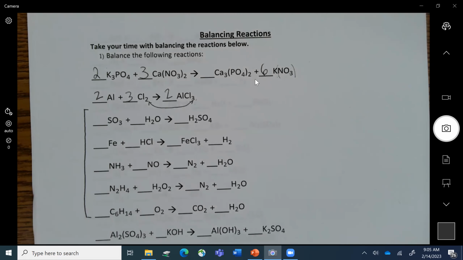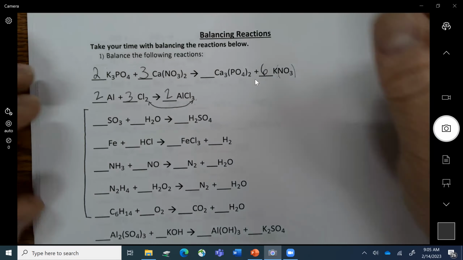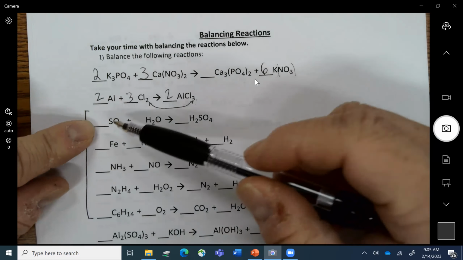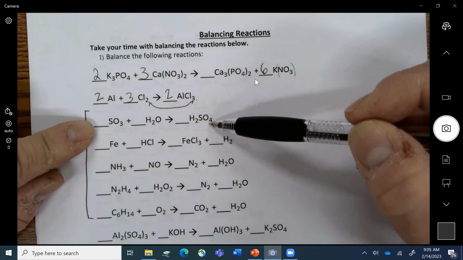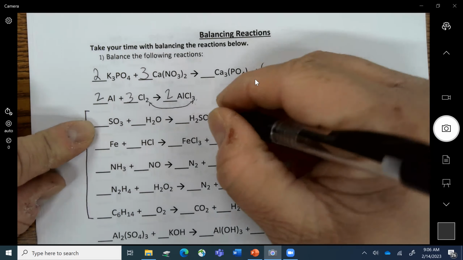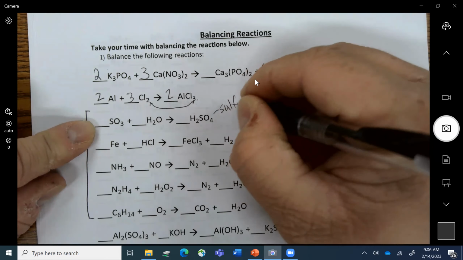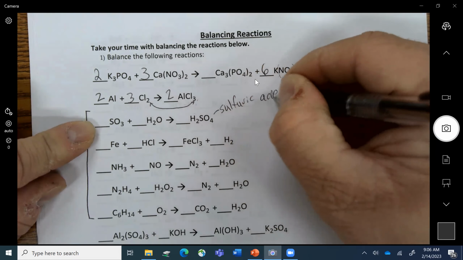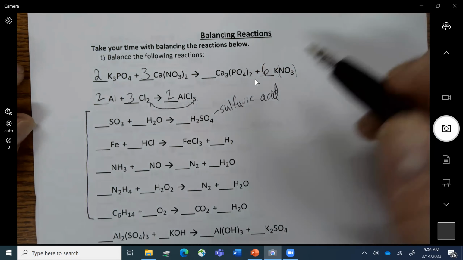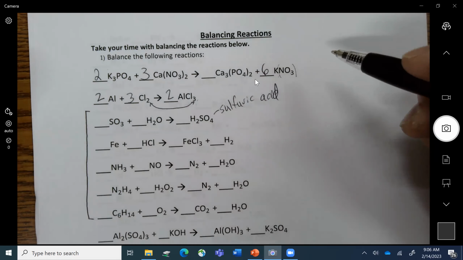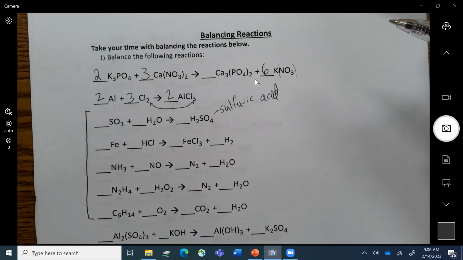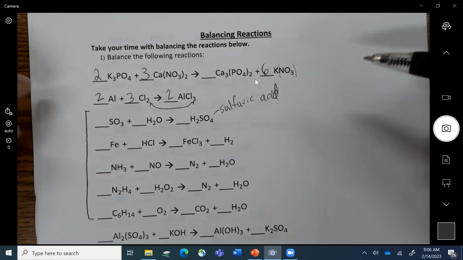All right, so here we go. It's been 9 minutes, close enough. All right. So on the very first thing here, I have sulfur trioxide plus water equals hydrogen sulf... This is sulfuric acid, just so you know. All right, so I now have to balance this thing. So this one's a little bit uncomplicated. I hope we all figure this one out.